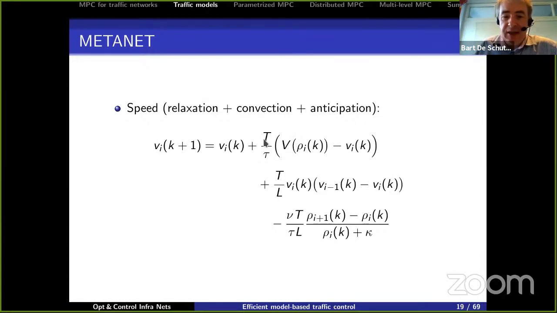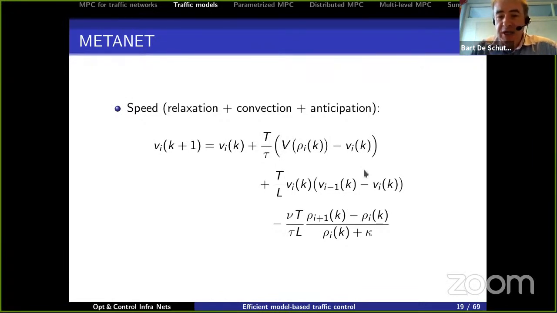So the first one expresses that for every density, we have a desired speed, a desired steady state speed. I will present this curve in more detail on one of the next slides. And the idea is that if the current speed in the segment is different from the desired speed, we have a tendency to evolve towards the desired speed. So that's why we update the current speed with the difference between the desired speed and the actual speed.